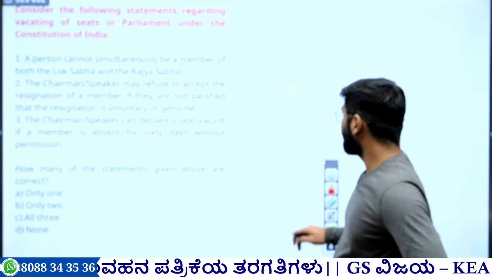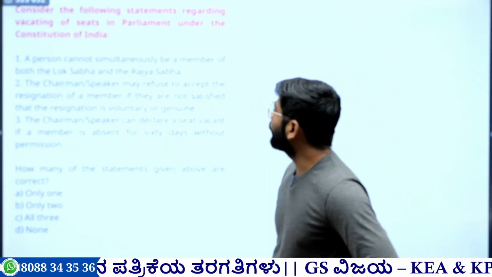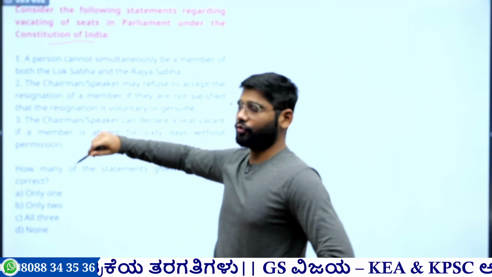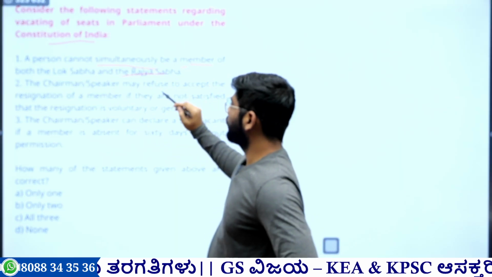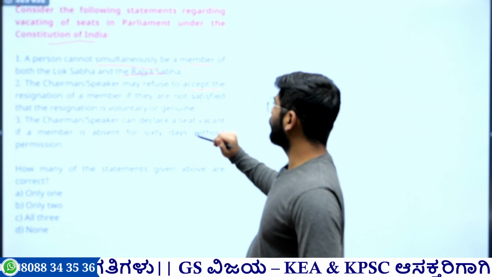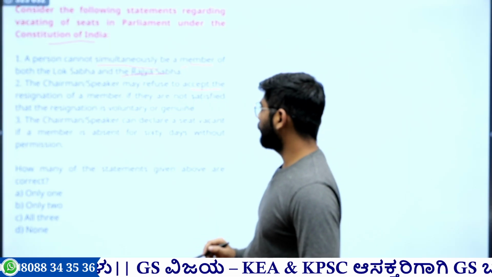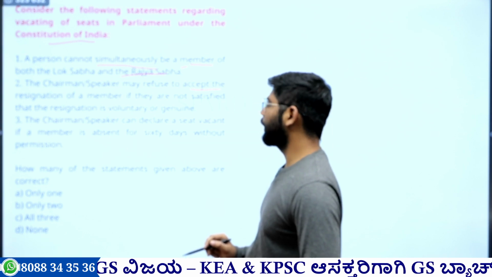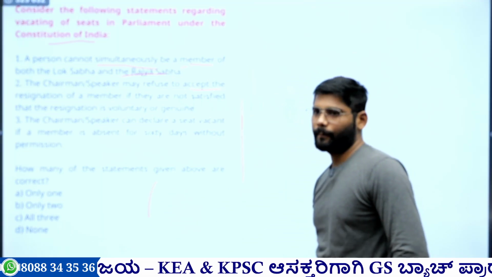Next question. So it is about vacating seats. Okay, vacating seats in parliament under the constitution. First, under the constitution, what are the qualifications given in the constitution? First, a person cannot simultaneously be a member of Lok Sabha and Rajya Sabha. Then the chairman and speaker may refuse to accept the resignation of a member if they are not satisfied that the resignation is voluntary or genuine. Then the chairman or speaker can declare the seat vacant if the member is absent for 60 days without permission. So let me know which one is correct here. Choose the correct option.